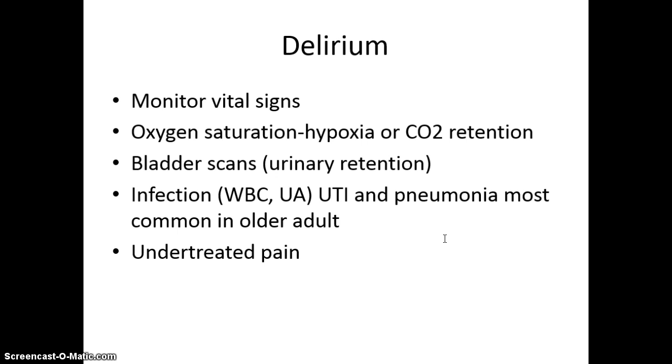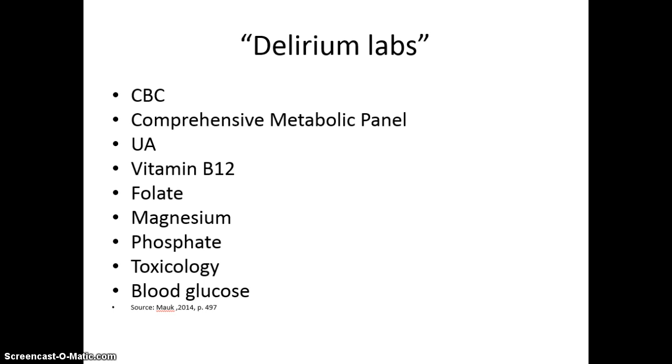Is it a situation with hypoxia or CO2 retention causing changes in their mentation? Bladder scans: do they have a bladder full of 1,000 milliliters of urine and that's causing them to be changing their status and being very confused? Underlying infections such as UTIs or pneumonia are very common in older adults and can show up with changes in their mental status. And sometimes undertreated pain is also considered something we need to assess for.